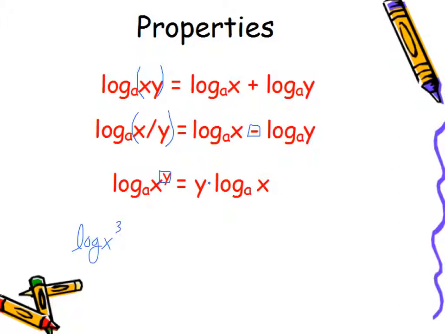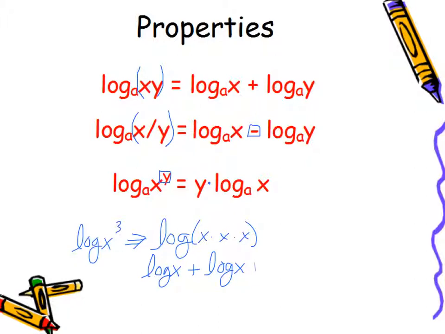Now, I'm always using just common log because it's easy to write, but remember, it could be any log base. So log of x cubed is really the same as log of x times x times x. And from our first property, we learned that if you are multiplying things, then you can turn that into addition of multiple logs. So I could just call it log x plus log x plus log x. Typically, if I'm going to add the same thing over and over, I'm going to simplify that and say, well, that's really just 3 times log x, which is where this 3 is coming from.